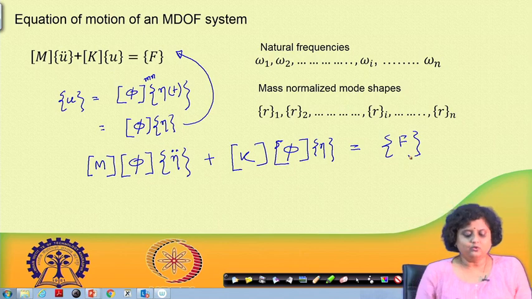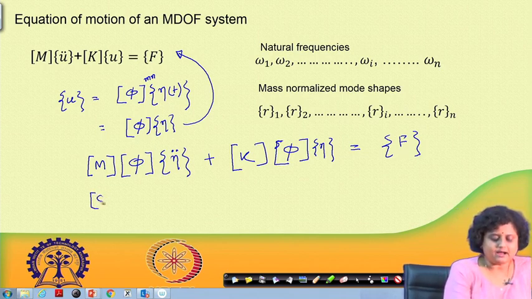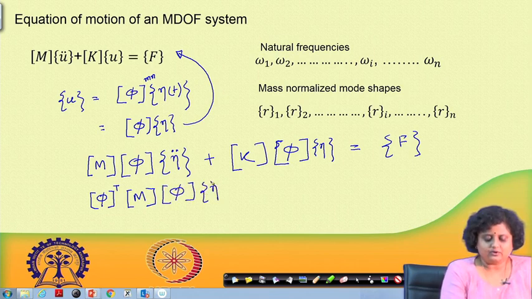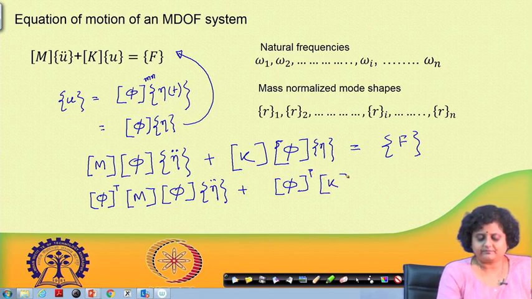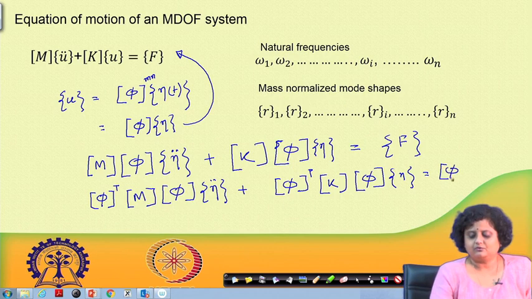Right. So, I again pre-multiply both sides of the equation by the transpose of the modal matrix. I multiply both sides by phi transpose M into phi into eta double dot plus phi transpose K into phi into eta is equal to phi transpose into F.